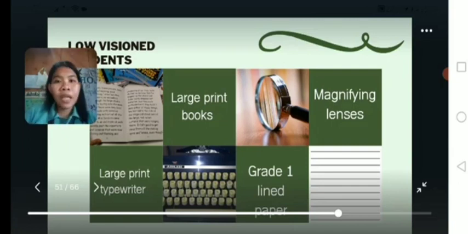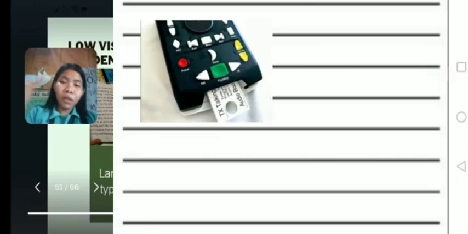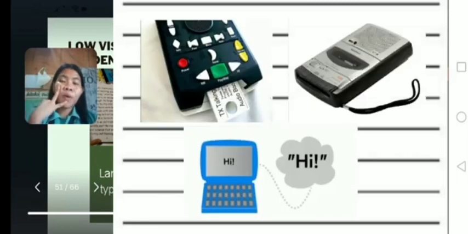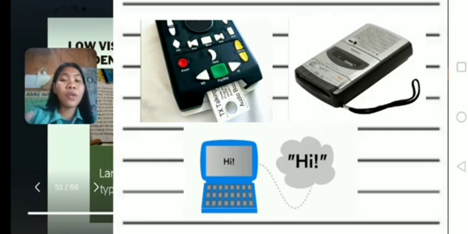So we also have other tools and equipment used. We have the talking book, the tape recorder, and the computer with synthesizer. The talking book contains a sound recording of someone reading a book. A tape recorder records sounds on magnetic tape and later reproduces them. And we also have the computer with synthesizer.